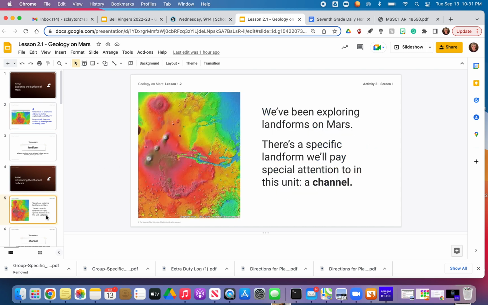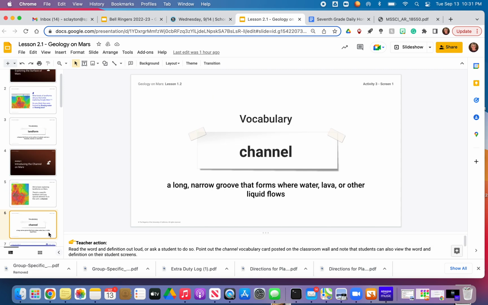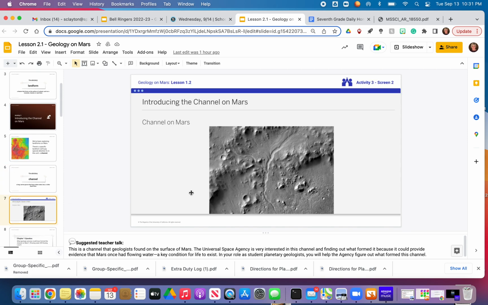So then moving on, I want to talk to you about what our anchor phenomenon is. So there's a specific landform on Mars that we're going to pay really special attention to in this unit, and it's called a channel. And a channel is a long, narrow groove that forms where water, lava, or other liquid flows. And so here's a picture.